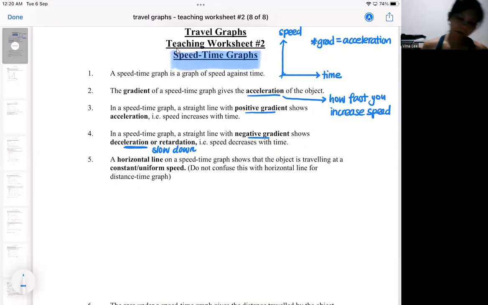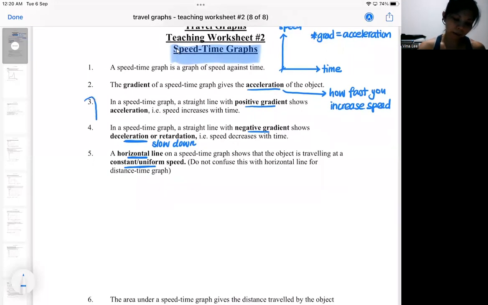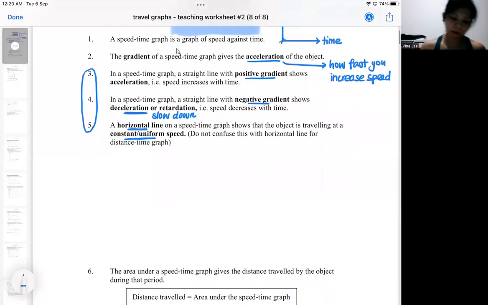And again, there is also a horizontal line. Unlike the distance time graph, a horizontal line on a speed time graph actually means constant speed. It's still moving. It's just that they are not increasing the speed, they are maintaining it. I think I can summarize all this on a diagram.